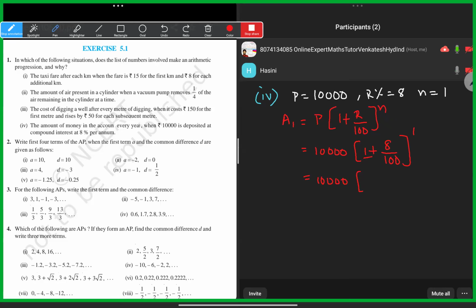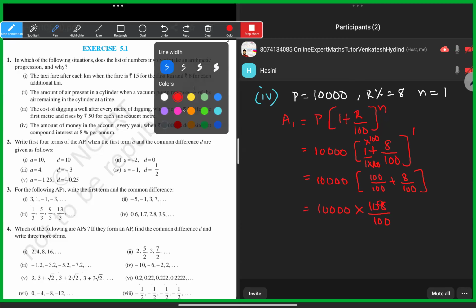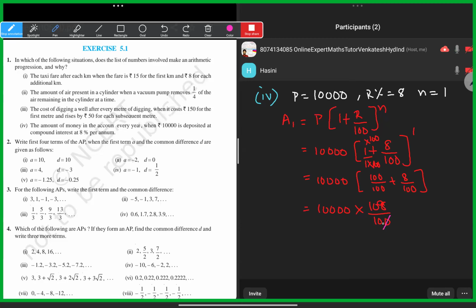Here you have to take the LCM, which is 100 only, no? So 100 by 100 plus 8 by 100, which is 10,000 into 108 by 100. These zeros will get cut. If you multiply, you'll get 100 into 108, which is 10,800. Any doubt? No, sir.